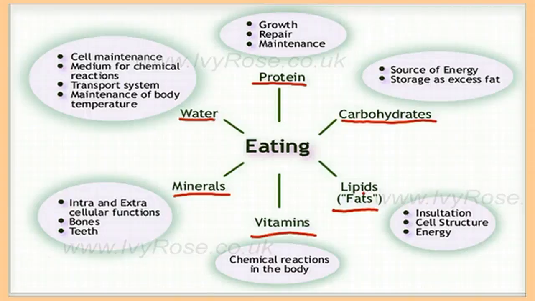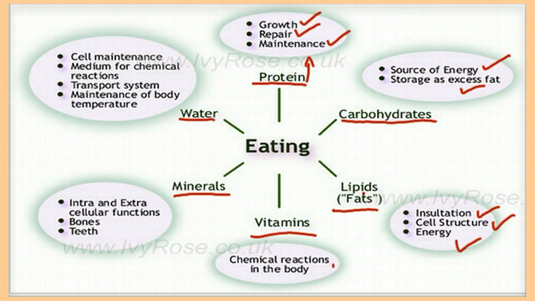For example, proteins basically help organisms to grow. They help to repair damaged tissues and cells, and they help to maintain our body. Carbohydrates, on the other hand, are a good source of energy. This is the energy food, and excess carbohydrate is stored as fats. Lipids are important because they help with insulation for organisms. They help with the cell structure, and also they provide energy.